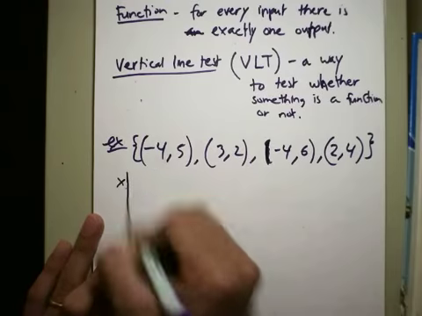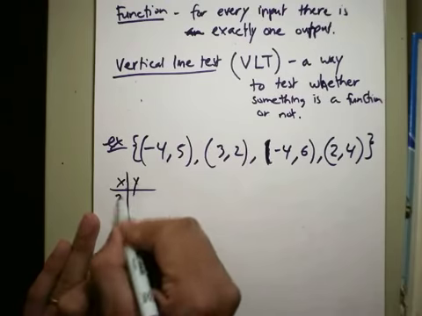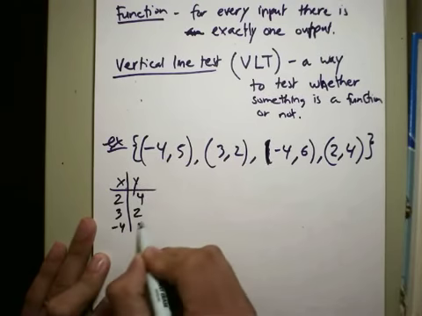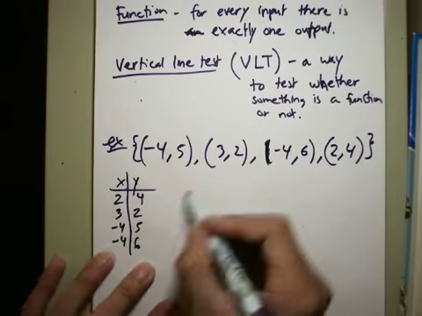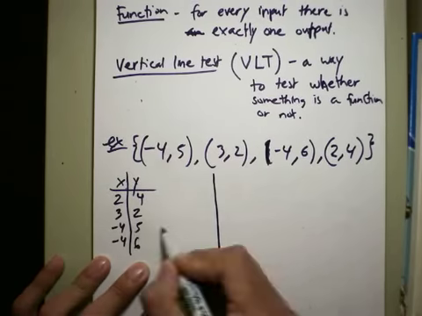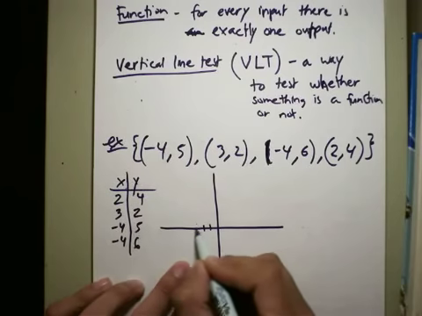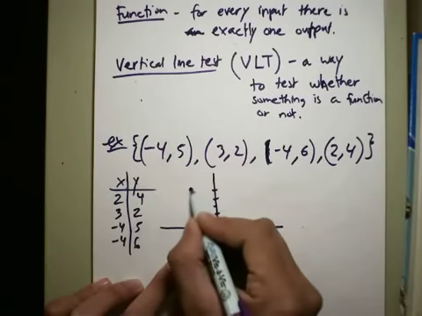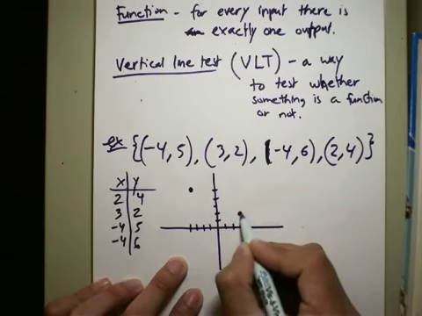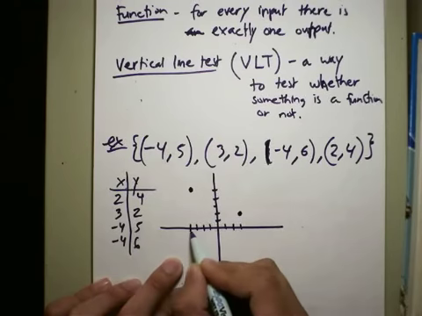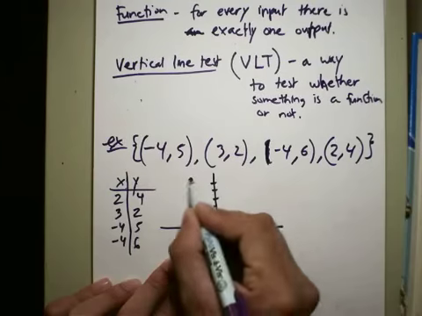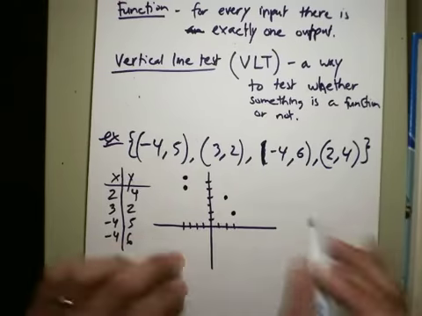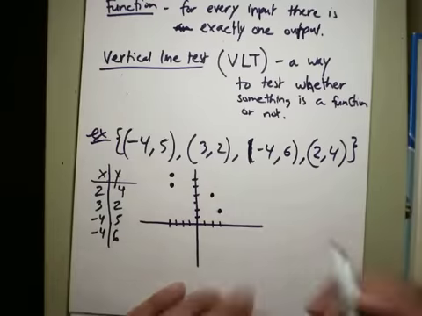So here's my table. I have (2, 4). Notice I'm trying to rearrange it. (3, 2), (-4, 5), and (-4, 6). If I'm doing a graph, your graph will look something like this. -4 on the left, because I'm going to the left here. -4, 1, 2, 3, 4, 5 up, so (-4, 5). (3, 2), 3 right, 2 up. (-4, 6), so that means I'm going 4 left and 6 up. And I have (2, 4), so (2, 4) is right here. Okay, so this is the representation of the relation on the graph.